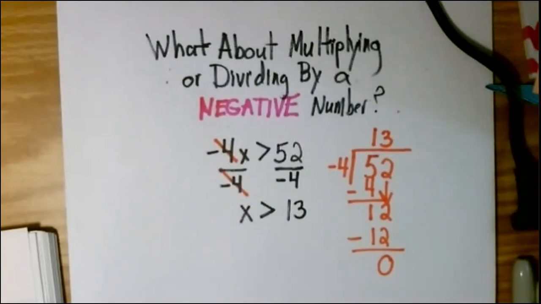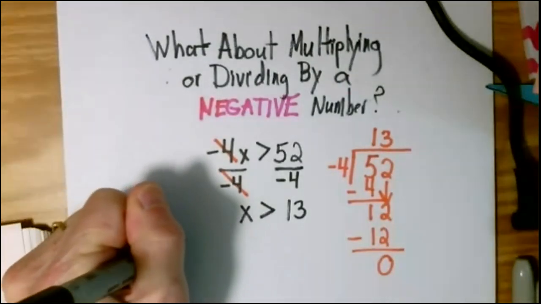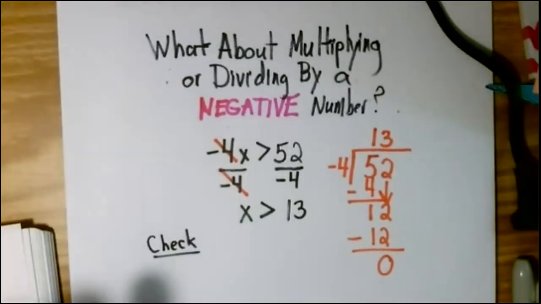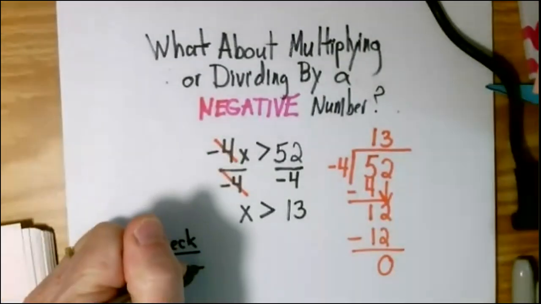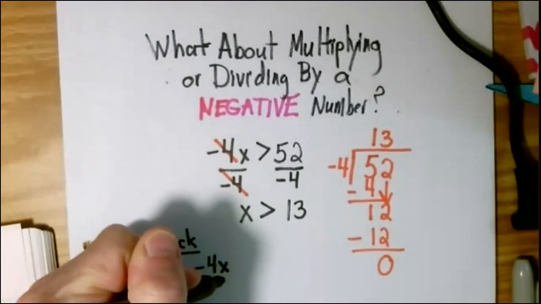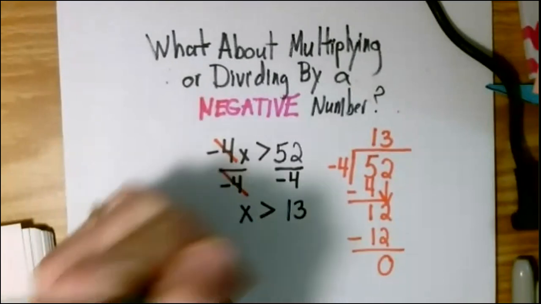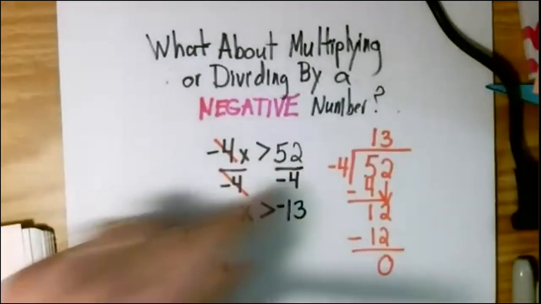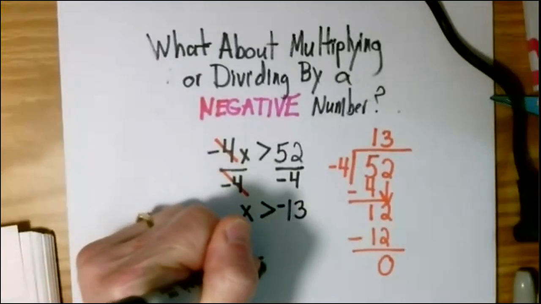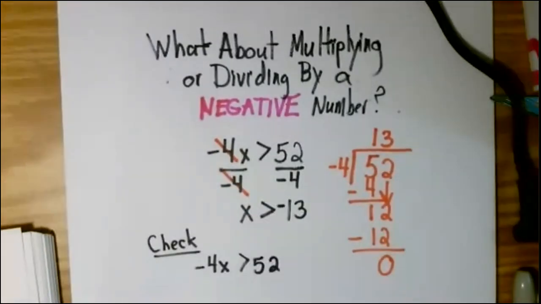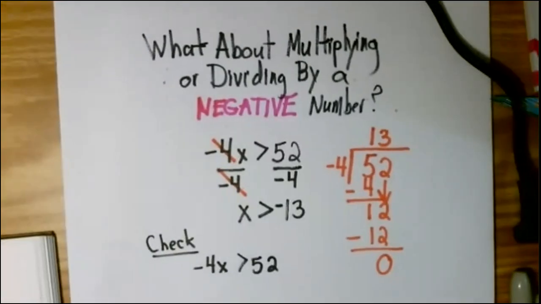Okay, now here's where the issue comes in. Let's check our work and see what happens. So let's pick a number greater than 13 and plug it into our original equation. So our original equation was negative 4x. Actually, it's going to be negative 13 because we had a negative 4. Okay. So negative 4x is greater than 52. So we have to pick a number greater than negative 13. So think of a number closer to 0. So to the right of negative 13.